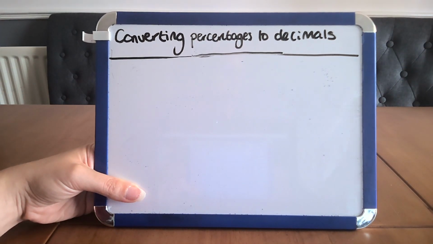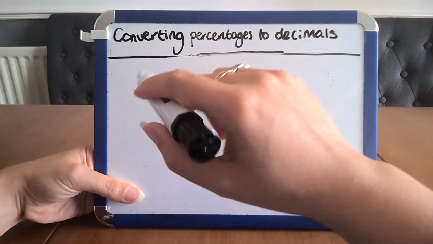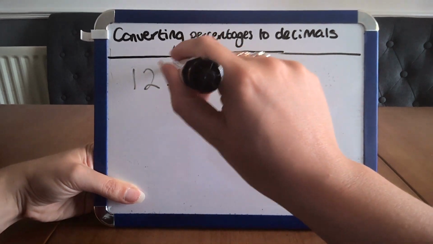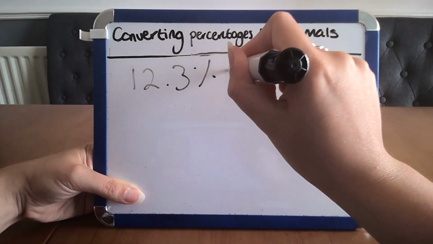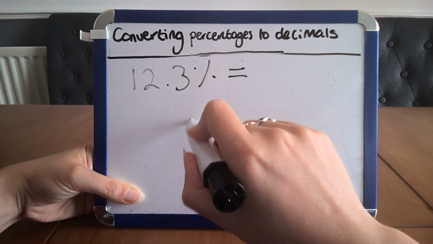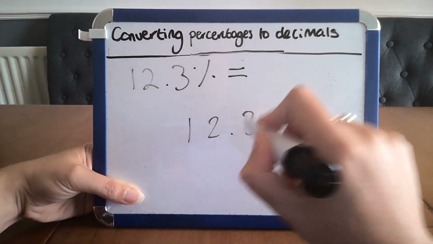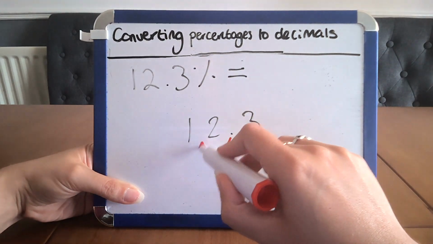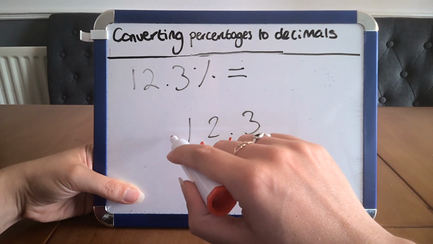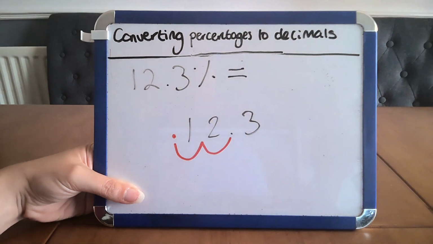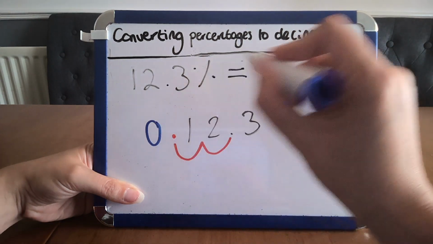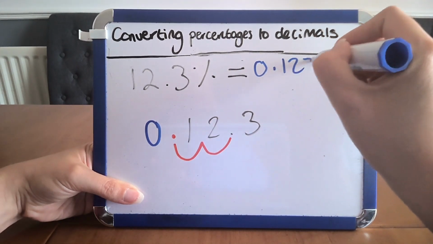Just to show you that again, if, for example, our decimal percentage is 12.3% and we want it as a decimal, we take our decimal point we already have, we move it 1, 2, it ends up here. We add a 0, 0.123.